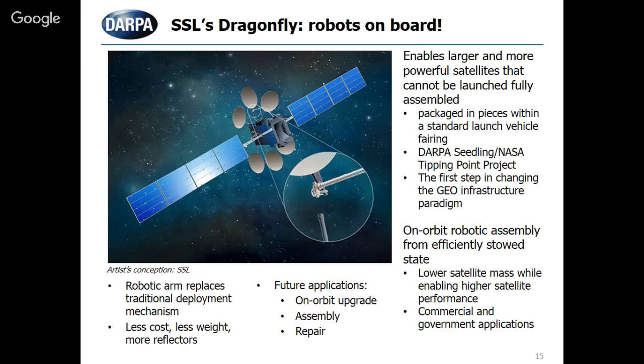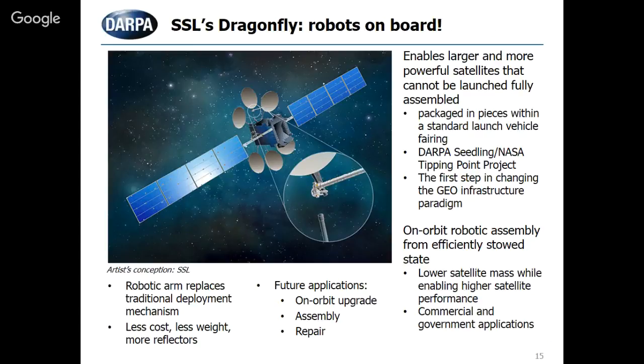Now, I want you to know that all this robotic servicing stuff is not just DARPA fairy dust, okay? Other people are serious about this. So SSL, our commercial partner, as it turns out, but this is a NASA project, is looking at the possibility of putting a robotic arm on their commercial communication satellite, not to service other satellites, but to do things on their own satellite.